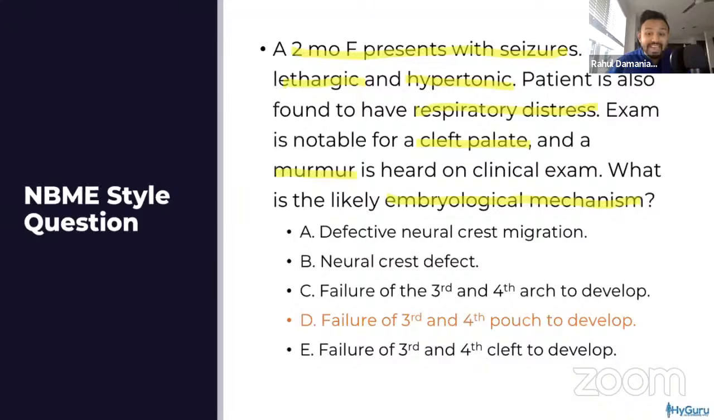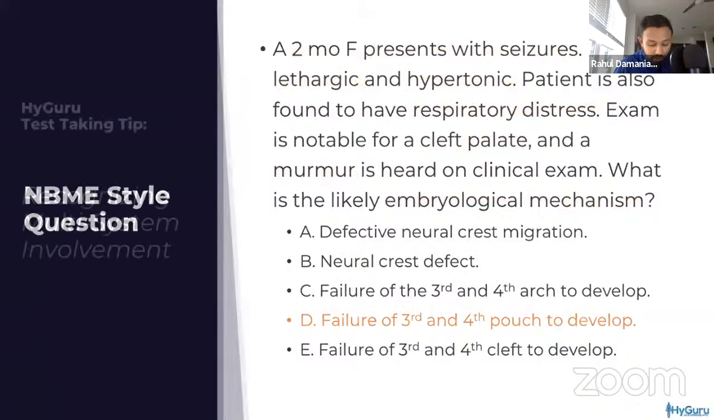Hypocalcemia. And why is that? Because as we will see in the next couple slides, the third and fourth pharyngeal pouch are going to be derivatives and give rise to the parathyroid glands, which are going to control calcium regulation. If you have low calcium, you can actually end up having seizures. And that's why this question is important, because it integrates multi-system involvement. Very important for us to know.